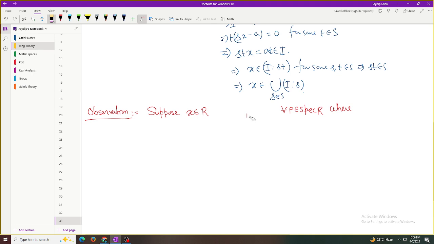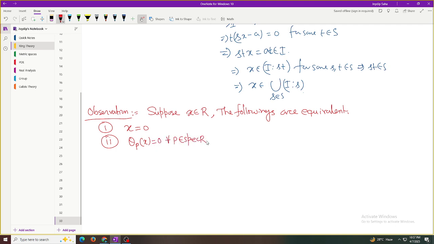I should write the following are equivalent. 1: x equals to 0. 2: theta p x equals to 0 for all p belongs to Spec R, where R to Rp, theta p map x goes to x by 1. Recall what is Rp? It is S inverse R, where S is your R minus p.